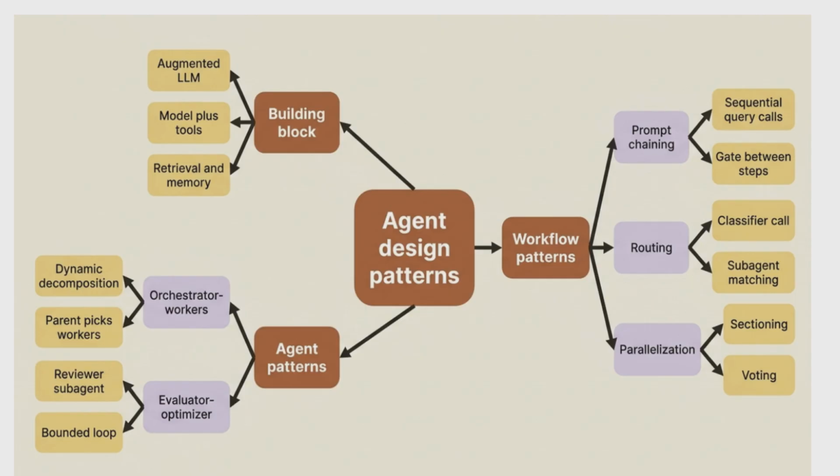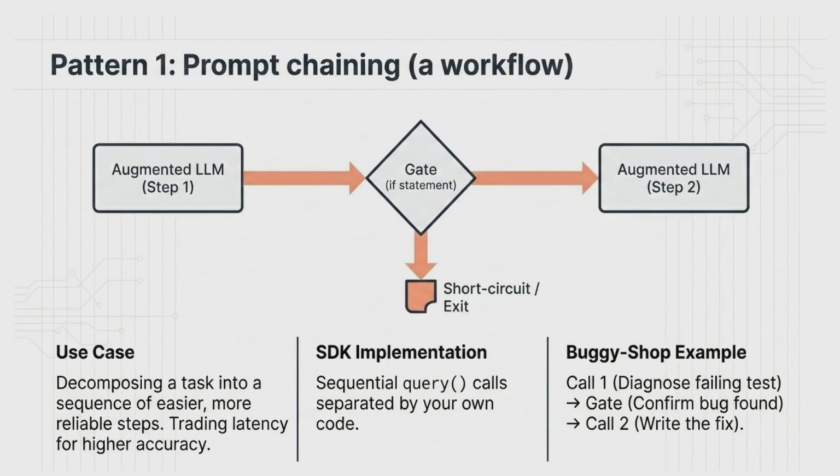Pattern 1, prompt chaining, a workflow. Prompt chaining decomposes a task into a sequence of steps where each LLM call processes the output of the previous one. You hold the control flow, and each step is an easier, more reliable call than one giant prompt would be. The main goal is to trade off latency for higher accuracy by making each LLM call an easier task. Use it when the task can be easily and cleanly decomposed into fixed subtasks. In the SDK, this is sequential query calls in your own code, optionally with a programmatic gate between them, a plain IF that checks the first step's output before spending money on the second.